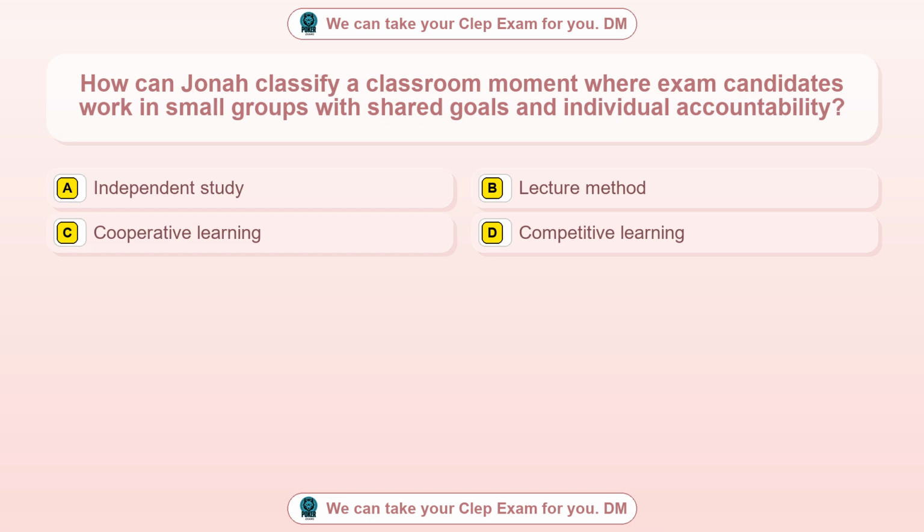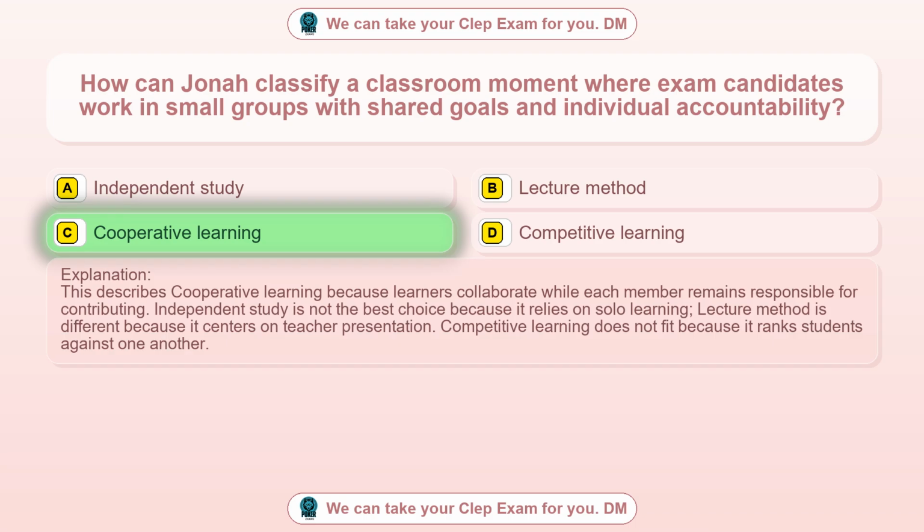Question 49. How can Jonah classify a classroom moment where exam candidates work in small groups with shared goals and individual accountability? Option A, independent study. Option B, lecture method. Option C, cooperative learning. Option D, competitive learning. The correct answer is option C, cooperative learning.